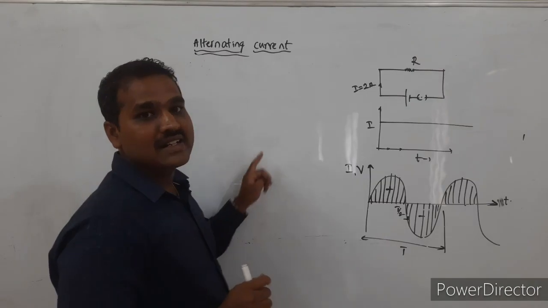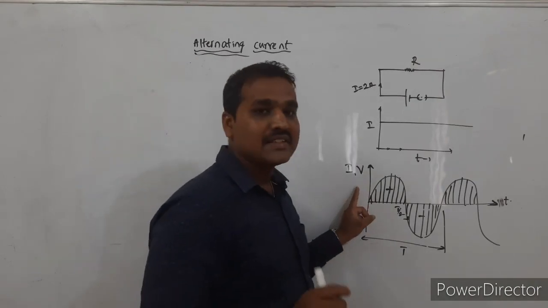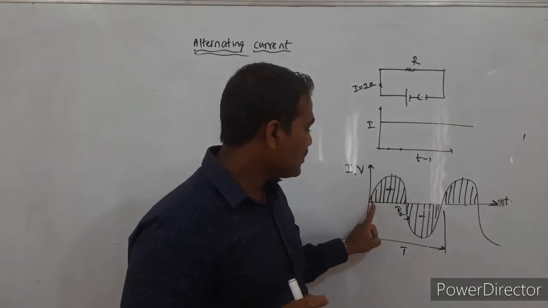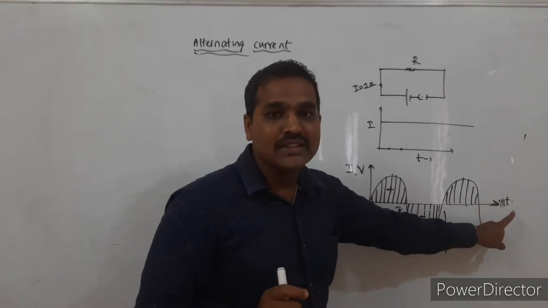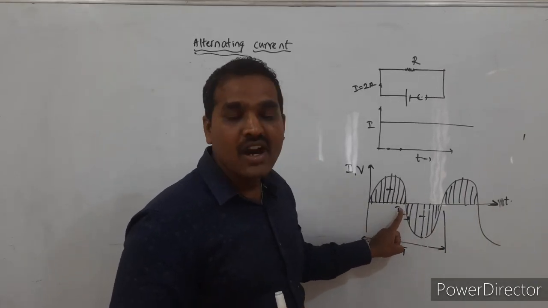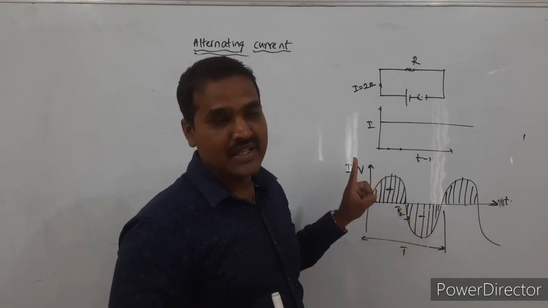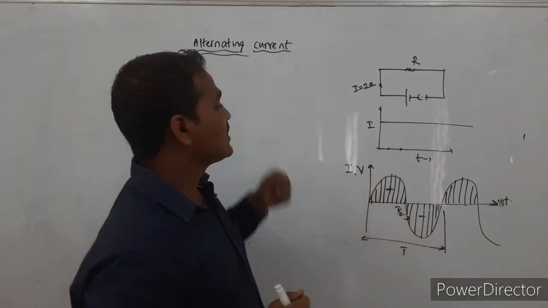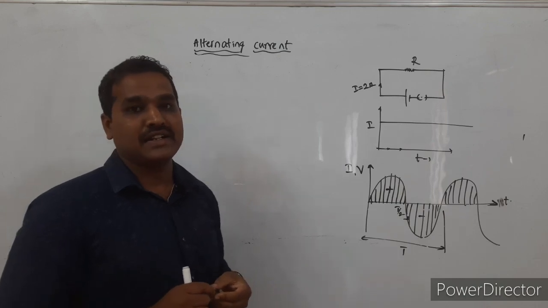We can define alternating current as the current whose magnitude continuously changes with time and whose direction changes after half of the cycle. That is the basic definition of alternating current.